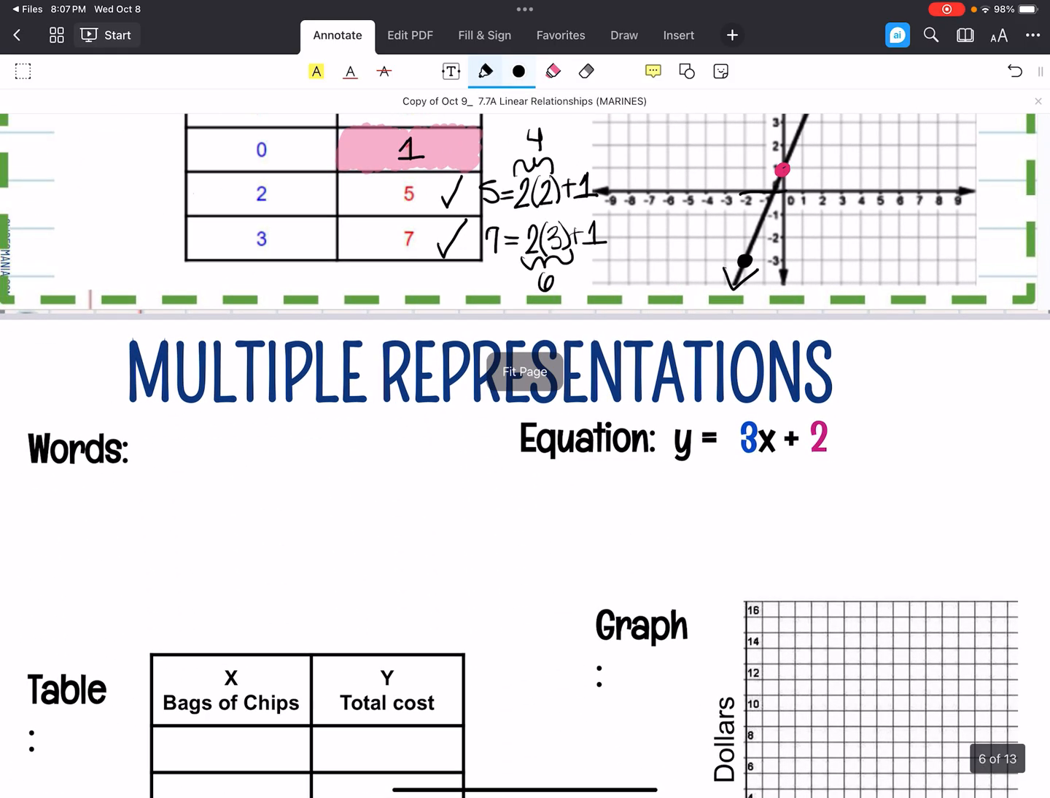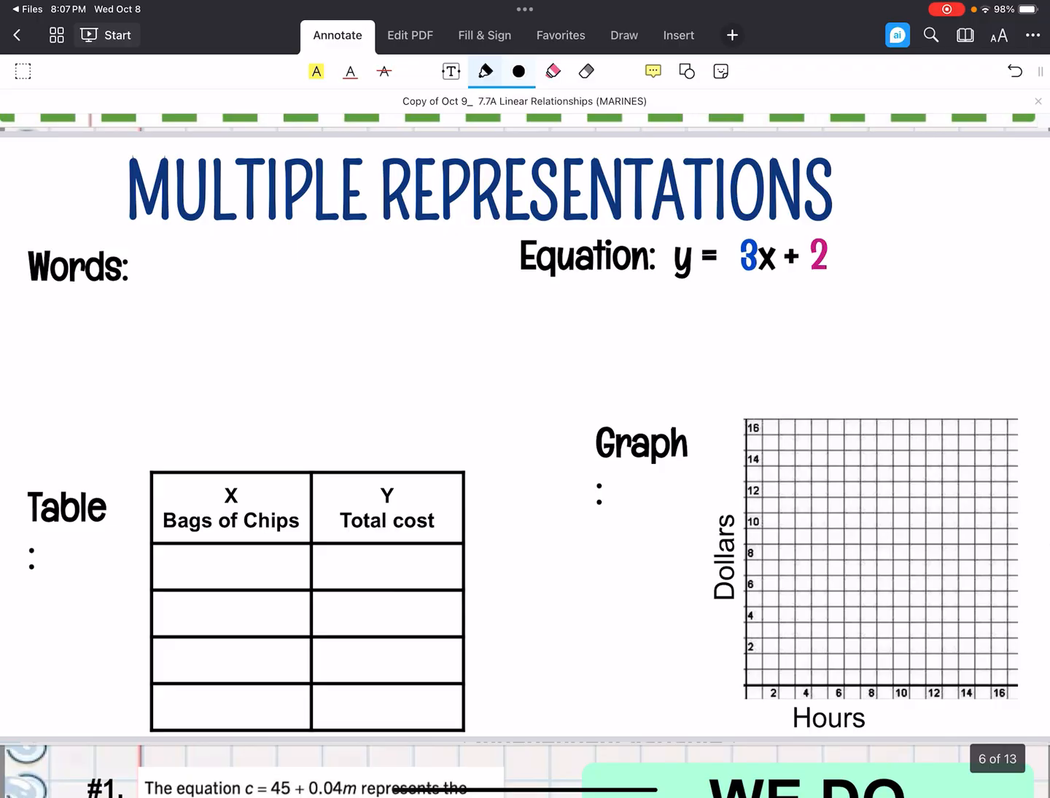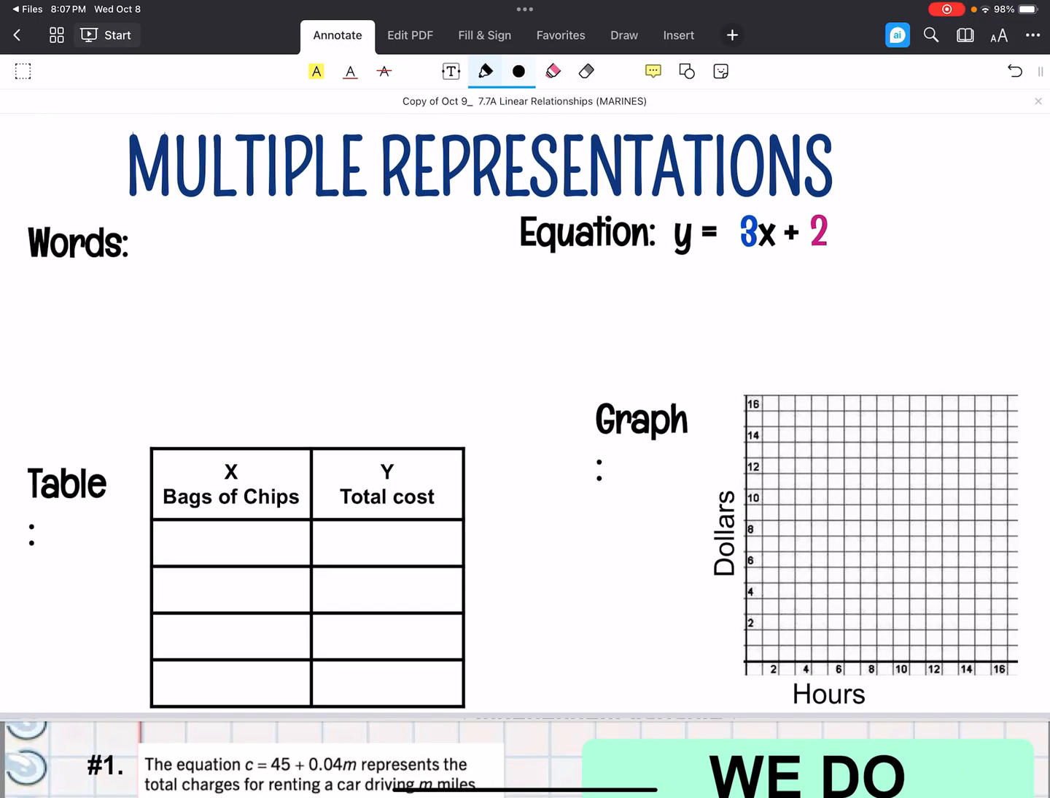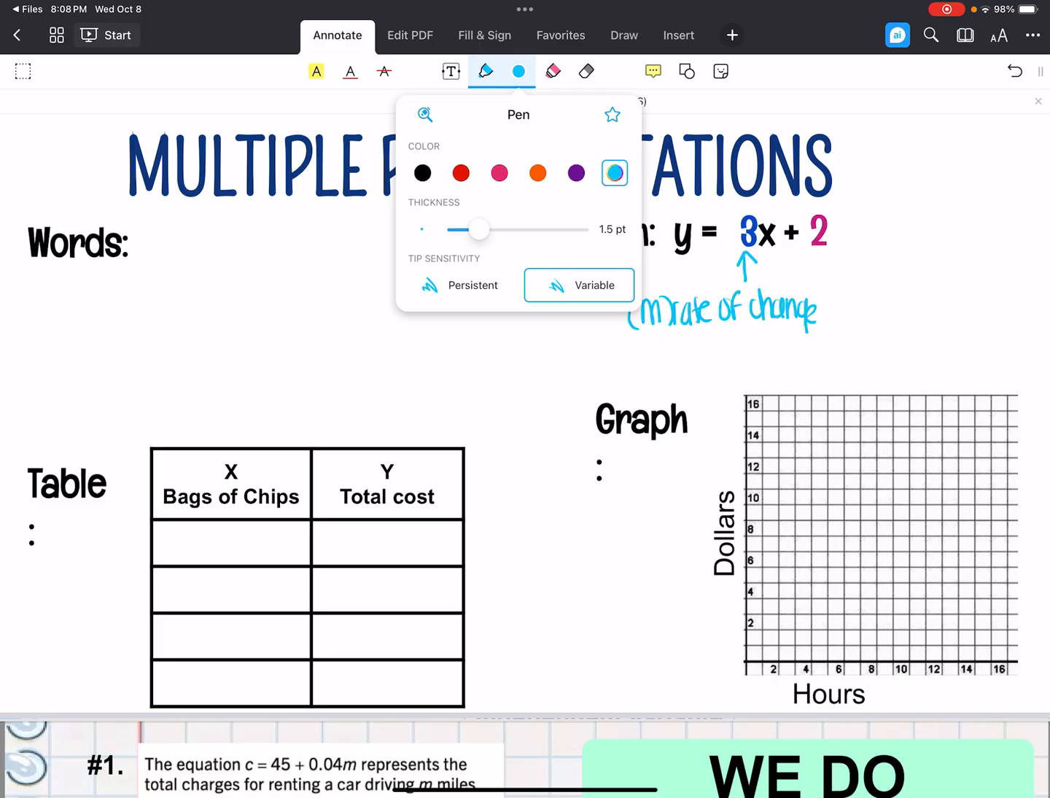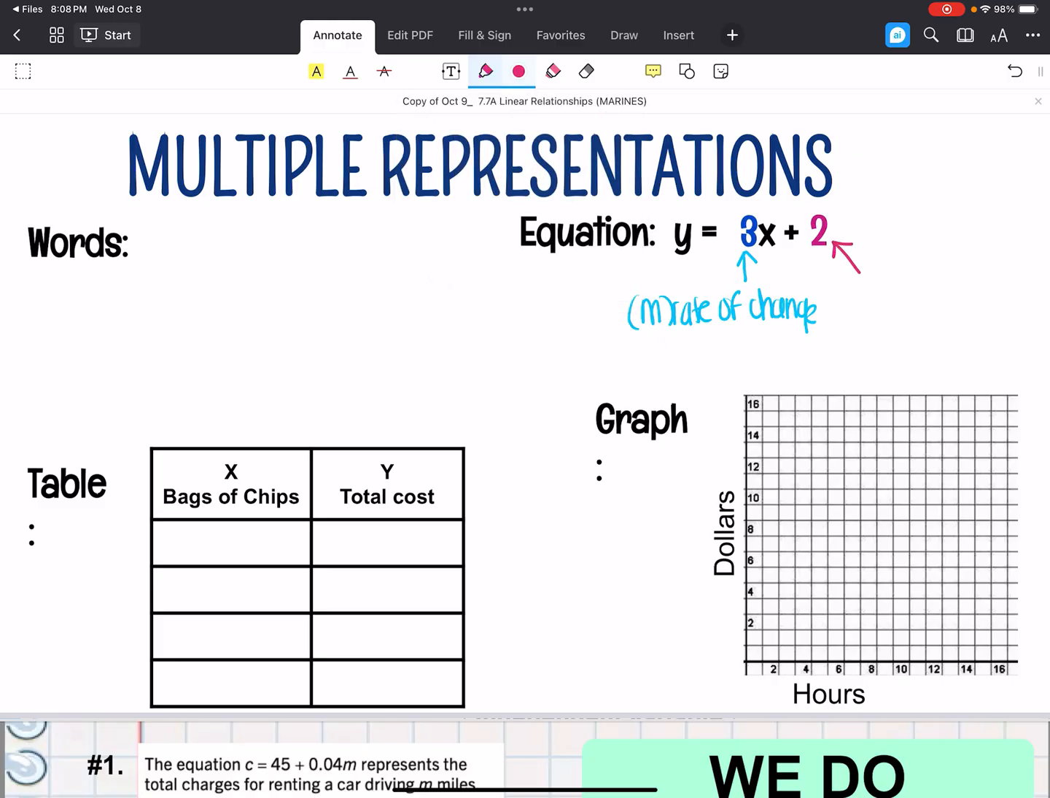Okay, let's go ahead and practice one. Here we have y equals 3x plus 2. Remember, the number you multiply by, that is your m, your rate of change. And here, the 2 is your b, which is your initial amount.